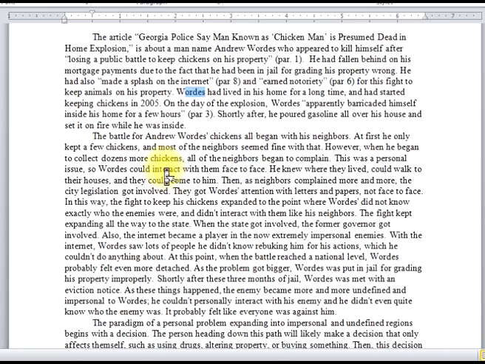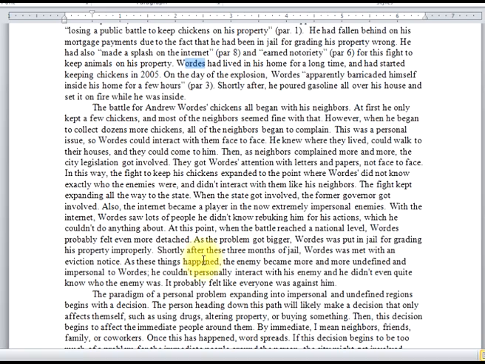But the next thing I asked you to do was to write a section in which you show the progression of conflict. All right, and this student was able to see that the conflict extended outward away from Words into a larger arena, but also it changed its mode from personal to impersonal. The battle for Words' chickens all began with his neighbors. At first, he only kept a few chickens. Okay, neighbors were fine with that. However, then when he got a dozen more, they began to complain. This was a personal issue. So Words could interact with them face to face. He knew where they lived, could walk to their houses, and they could come to him.